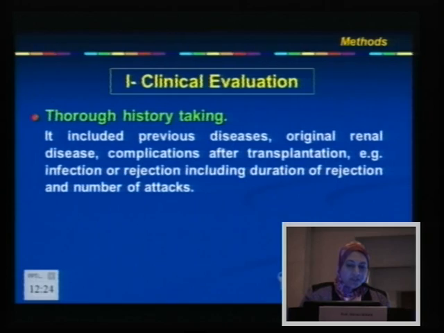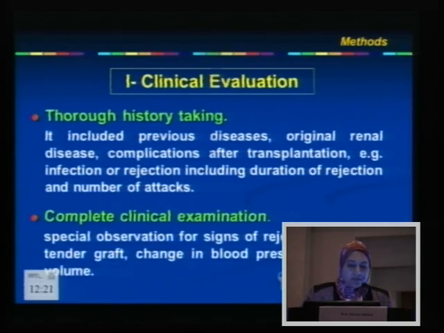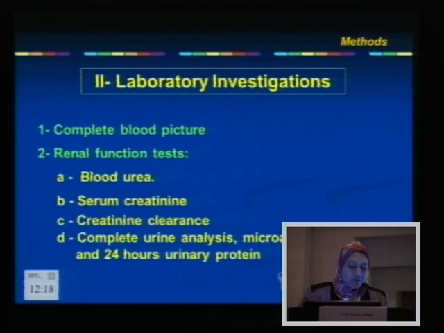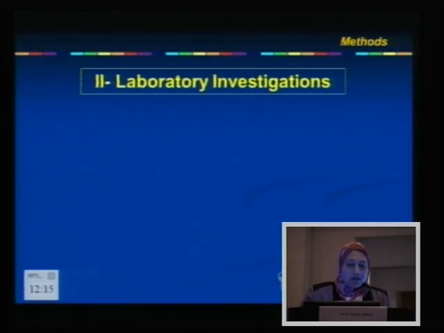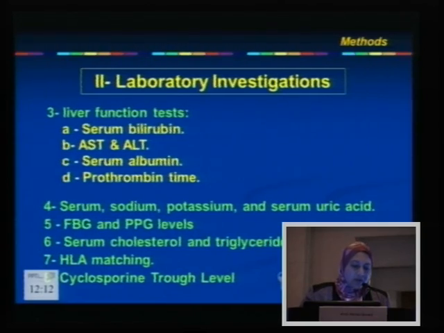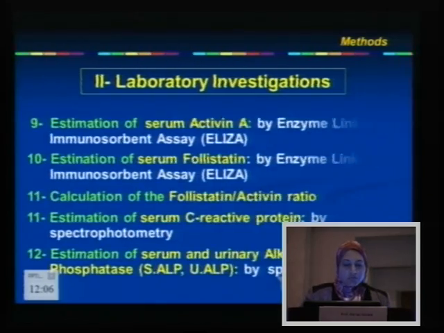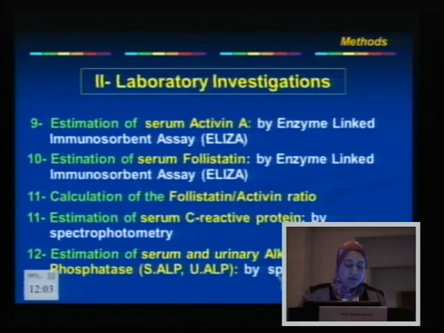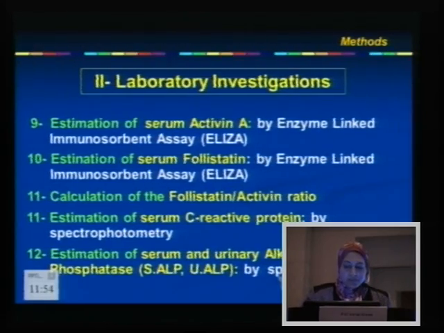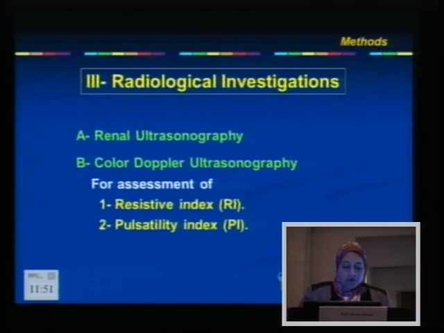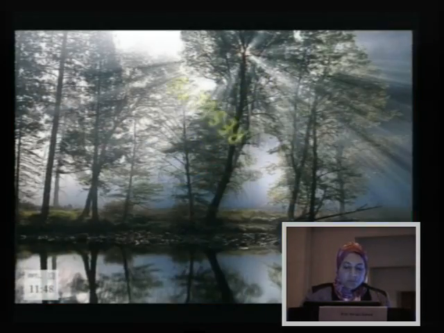As regards methodology, clinical evaluation took the form of thorough history taking, complete clinical examination, and laboratory investigations in the form of routine CBC, renal function test, liver function test, serum sodium, potassium, serum uric acid, fasting and postprandial glucose levels, serum cholesterol and triglycerides, HLA matching, cyclosporin trough level, estimation of serum activin A and follistatin by ELISA, calculation of the follistatin-activin ratio, and estimation of serum CRP and serum and urinary alkaline phosphatase by spectrophotometry. The radiological investigation was conventional Doppler ultrasound examination of the graft, with calculation and measurement of the resistive index and pulsatility index.